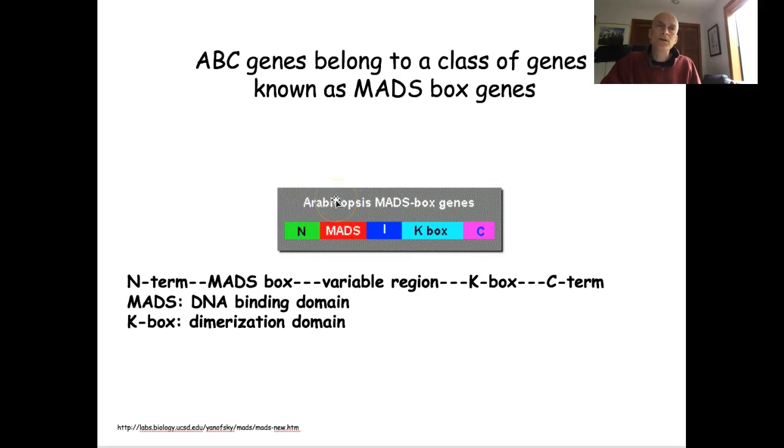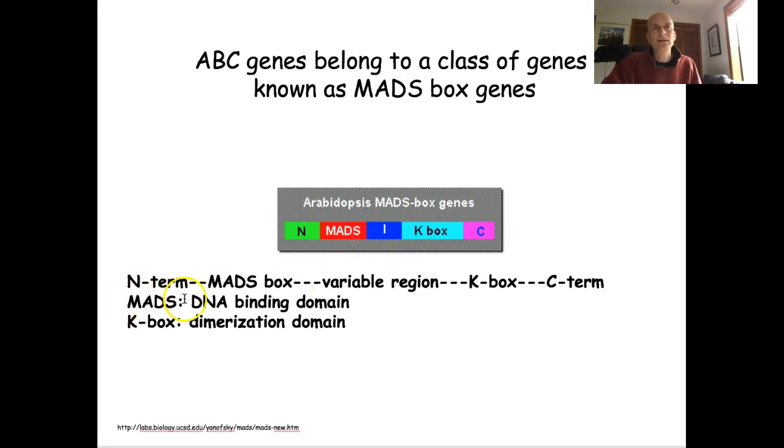And what all MADS box genes have in common, shown here specifically for the Arabidopsis MADS box genes, is that they have an N terminal and a C terminal, like all proteins. And then they have this MADS box domain. A domain is simply a region of conserved amino acids. So in that region, there's a number of conserved amino acids that you will find in all of these genes that are part of the MADS box class. And then there's a K box, same thing as the MADS box, but a different sequence, but it's also conserved. And then there's an intervening region, or a variable region, in between that varies between the genes making up the MADS box class.